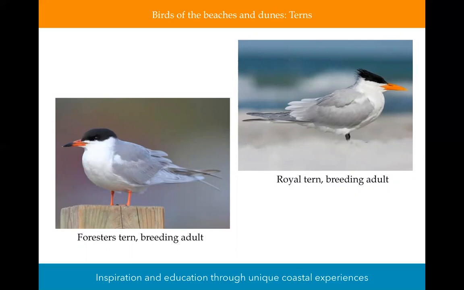The royal tern is large and has an orange-red bill, pale gray upper parts, and white underparts. Its legs are black. In winter, the black cap becomes patchy. I like to tell kids royal terns look like older men with receding hairlines. They can be found in our area year-round.